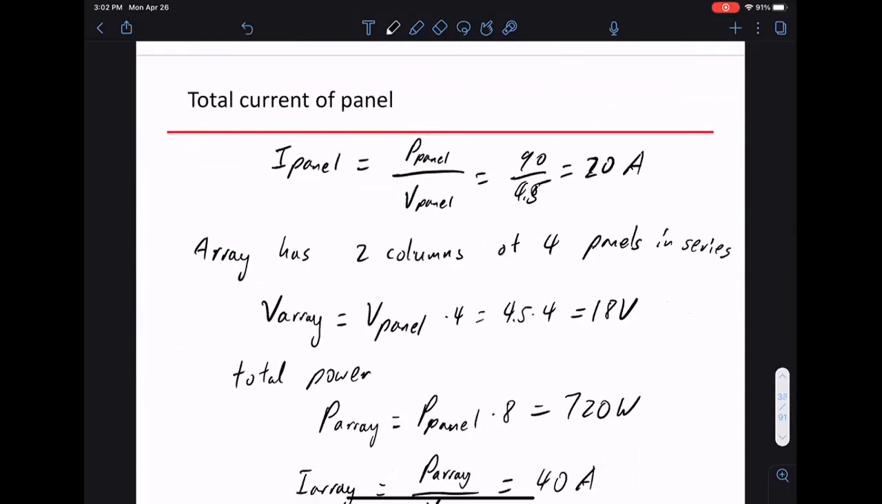All the questions go like this: you have some geometry, you stack things in a certain way, then given per-cell parameters, you want to compute the array voltage, power, and current rating. That's a very standard calculation to do.